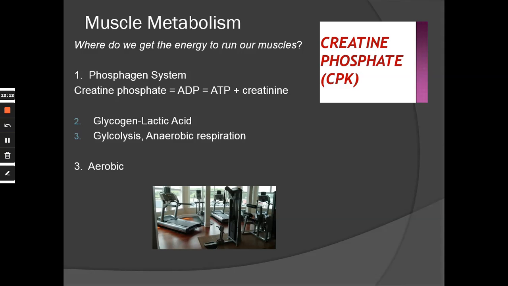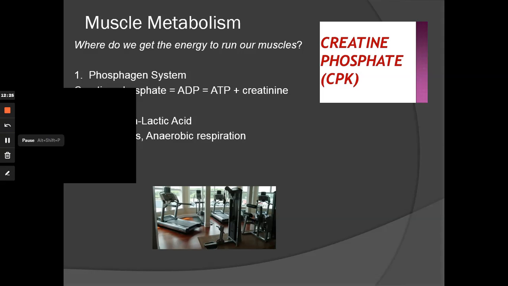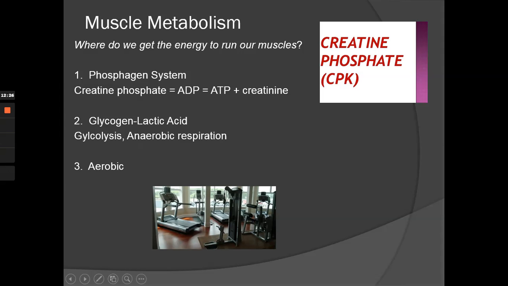Three possible ways, okay? Oh, I just realized something's wrong on this slide. So let me pause this. I'll try to fix it. We don't need 2 3s. Okay, now we have 3.